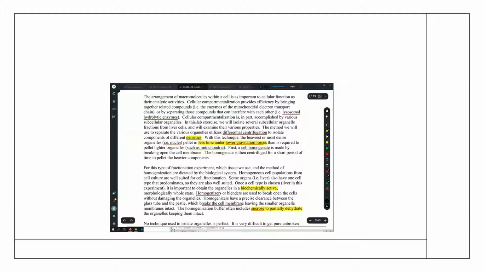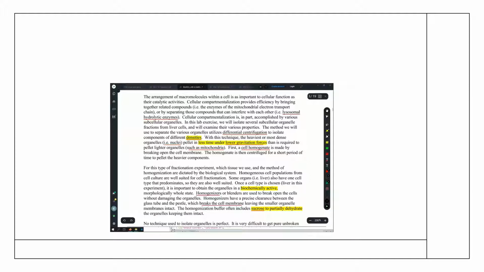Cellular compartmentalization is, in part, accomplished by various subcellular organelles. In this lab, we will isolate several subcellular organelle fractions from liver cells, and we'll examine their various properties. The method we will use to separate the various organelles utilizes differential centrifugation to isolate components of different densities.